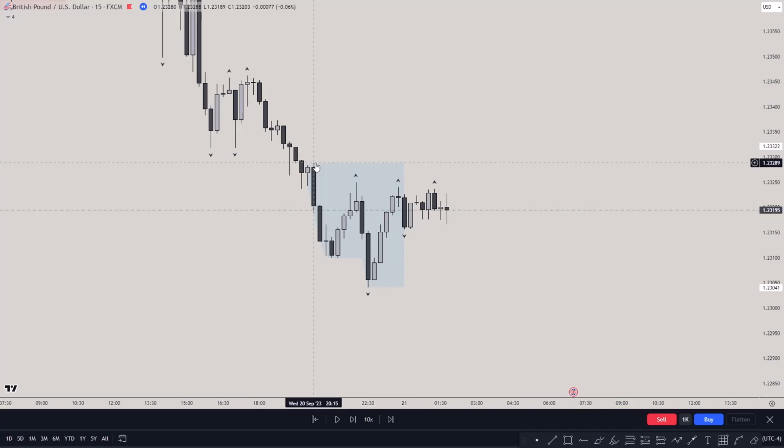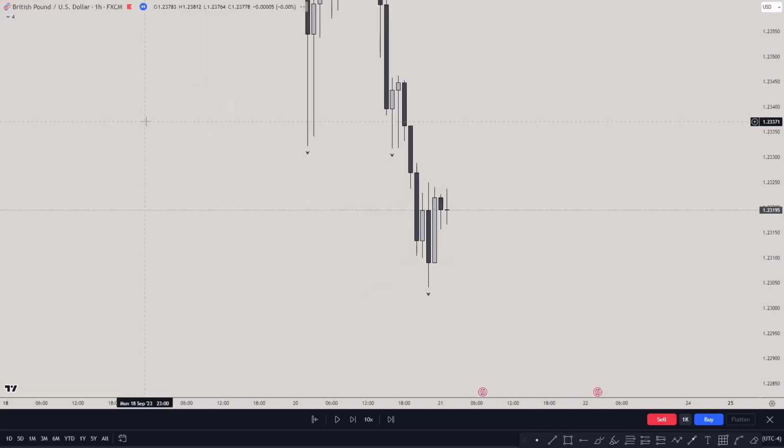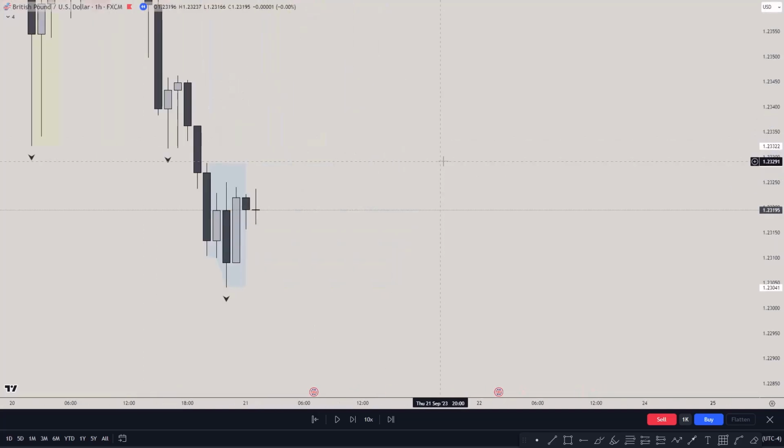Is there a PD array above it? I don't see anything here. There's this fair value gap, but it's slightly not too close to the Asian high. In this case, I'm going to go to the higher time frame. So we are in the 15 minutes, and I'm going to start with the 1 hour. And what do we see here?